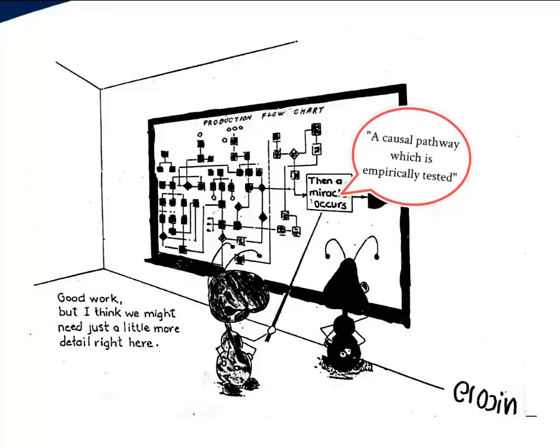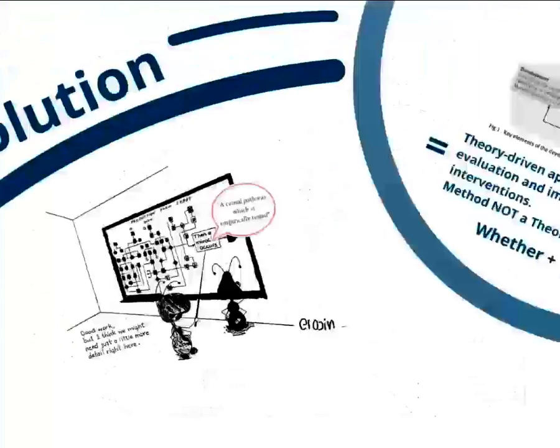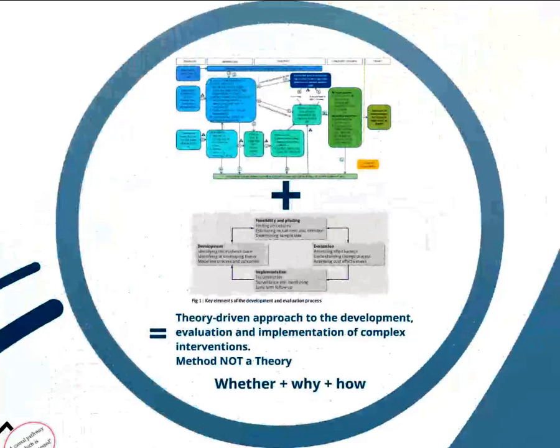So all theory of change is really is a causal pathway which is empirically tested. This diagram at the top is an example of a real theory of change, and if you add that causal pathway onto the MRC framework for complex interventions, you end up with a theory-driven approach to the development, evaluation and implementation of complex interventions. And this should enable you to tell not just whether an intervention works, but also why it works and how it works, so to give you a really nuanced evaluation.